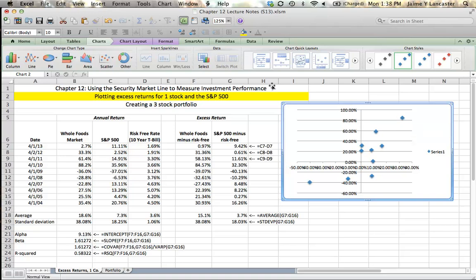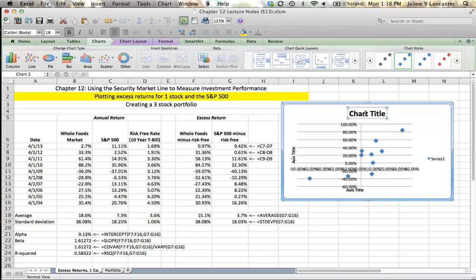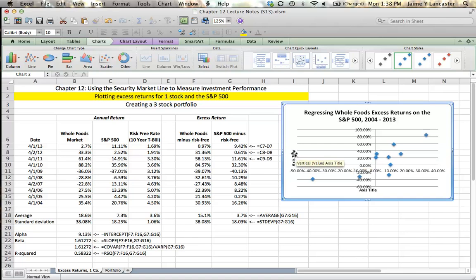So this is going to be great. I'm going to set up the format that I want, and I'm going to call this Regressing Whole Foods Excess Returns on the S&P, and then I'm going to give the dates 2004 to 2013. And then because that font is so huge, I'm going to shrink it down just a little. Okay. I'm going to get rid of this series one. I'm going to label my y-axis Whole Foods. I'm going to label my x-axis S&P 500. Then I'm going to slide this axis out of the way so we can see it.